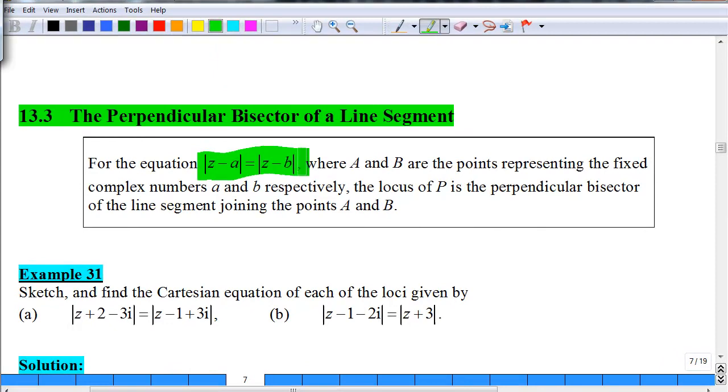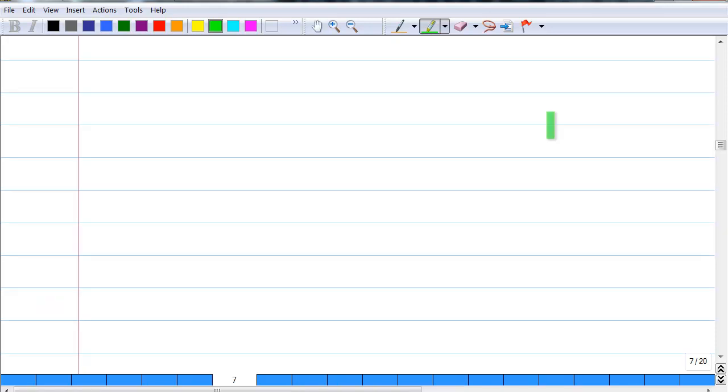Now let me explain a little bit more on why this standard form of this equation gives you the perpendicular bisector of a line segment. In the equation given in the standard form, modulus of z, being a variable complex number, minus a, being one fixed complex number, is equal to modulus of z minus b, another fixed complex number.